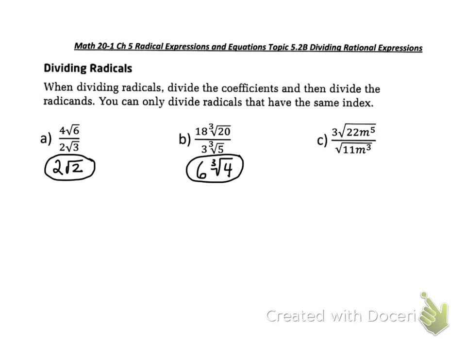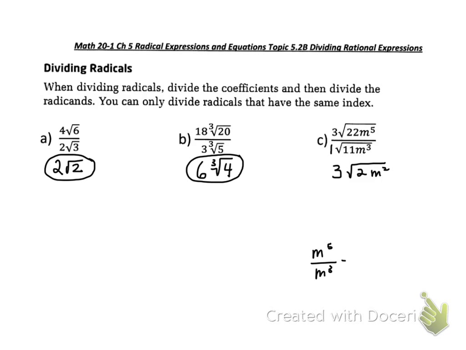Lastly, 3 divided by, well, that would be 1. Is 3. 22 divided by 11 would be the square root of 2, and m to the 5th divided by m to the 3rd would be m to the power of 2. Now before we finish this, let's look at why we can say that.